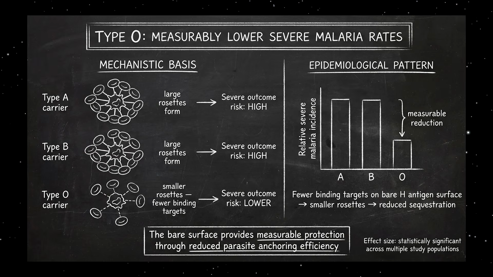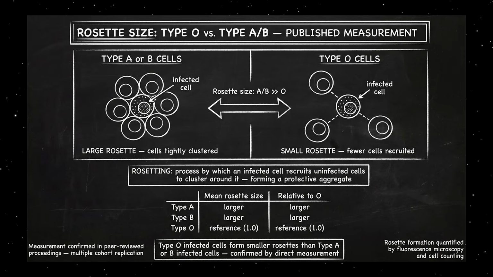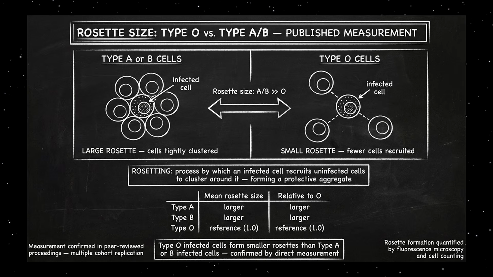Type O carriers have measurably lower severe malaria rates because the parasite's anchoring system finds fewer binding targets on the bare surface. Rowe and colleagues measured this in the Proceedings of the National Academy of Sciences, confirming that Plasmodium falciparum infected cells form smaller rosettes with type O cells than with A or B cells.